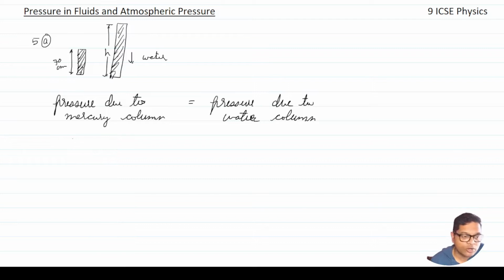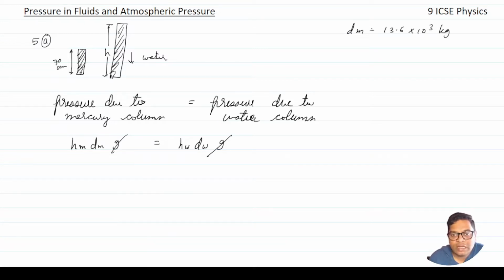What is the pressure due to the mercury column? That is height of mercury, density of mercury, into gravity. And the pressure of the water column is height of water column, density of water, into gravity. So g is cancelled. Some information that will be used over and over again: density of mercury is 13.6 into 10 to the power 3 kg per meter cube, which is 13.6 gram per centimeter cube. For water, the density is 1000 kg per meter cube, which is 1 gram per centimeter cube.